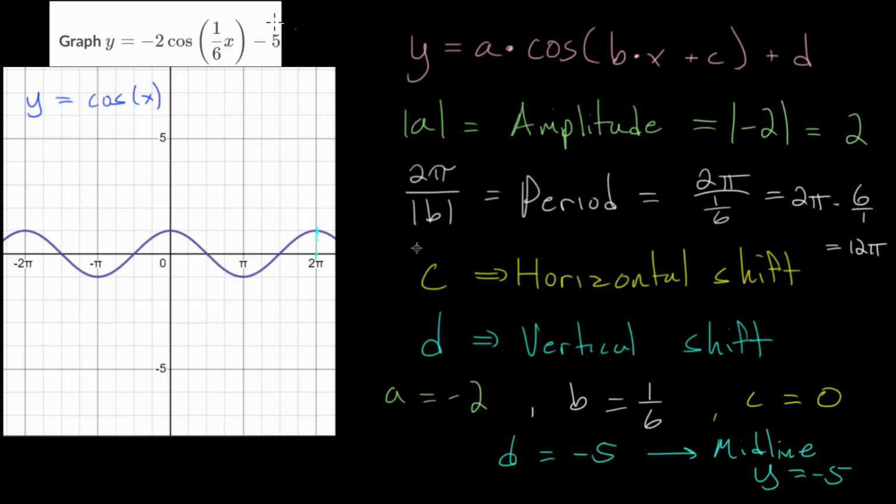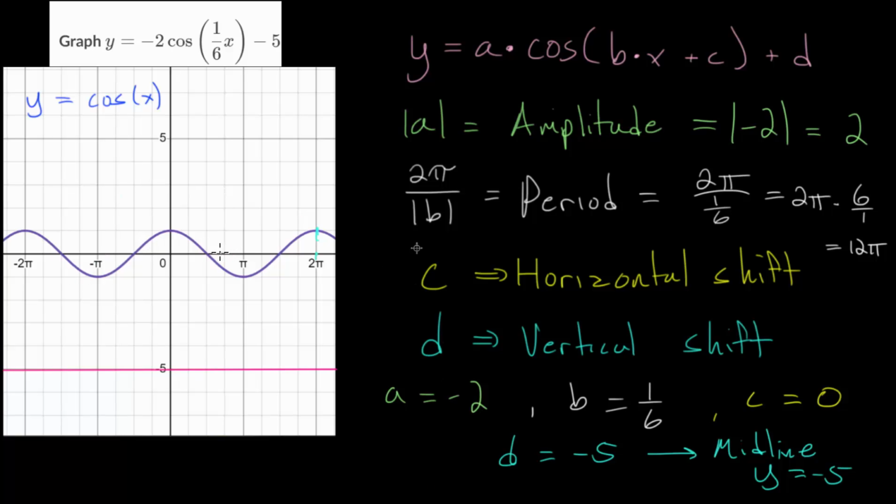We know that we're subtracting 5 on the outside, which means everything moves down 5 units. Or in other words, the midline will now be at y is equal to -5, and I will just draw in that horizontal line there so that we have a reference point.